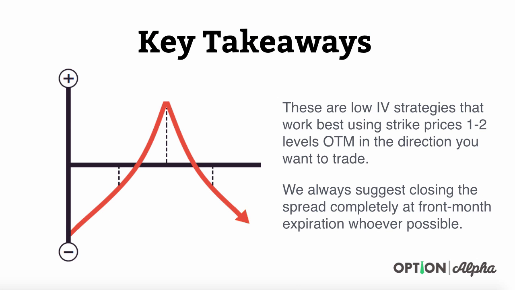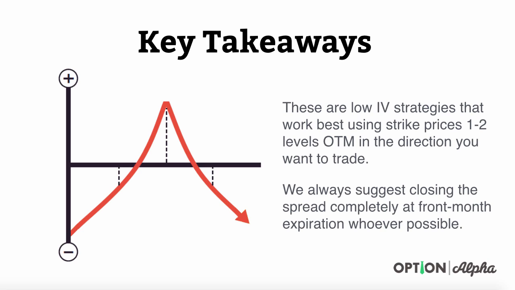So some of the key takeaways for calendar spreads are, again, that they're low implied volatility strategies. They work best in markets that are low implied volatility that could see a rise in implied volatility, and using these strategies 1 to 2 levels out of the money with your strike prices in the direction that you want to trade. In the example we just went through with SPY, the stock was trading at about 203 and we traded the 205. So we were just about 2 strike prices out. You don't want to get any further than that, or you're going to play it very, very directionally, not going to take advantage of what a calendar really can do.